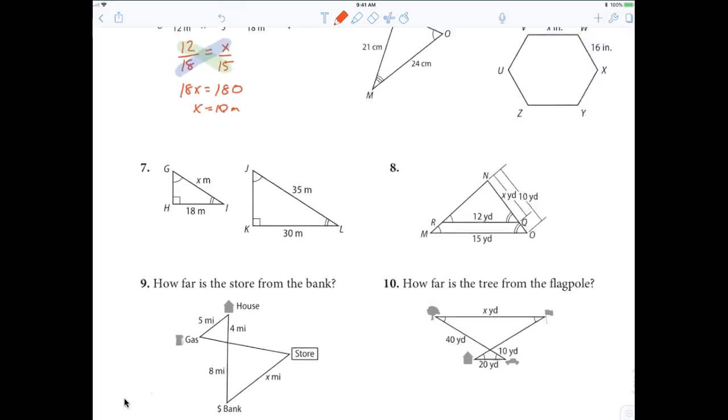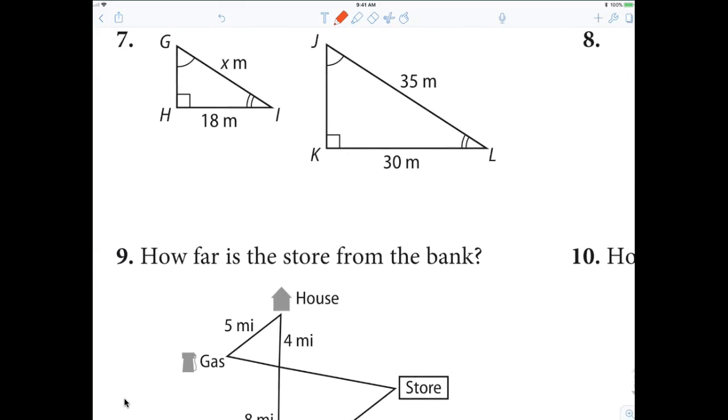All right, here we go. Let's take a look at question number 7. Tell me how to set it up. X over 35 is perfect. 18 over 30. Yep. Beautiful. Exactly. All right, so we're at 21 meters.